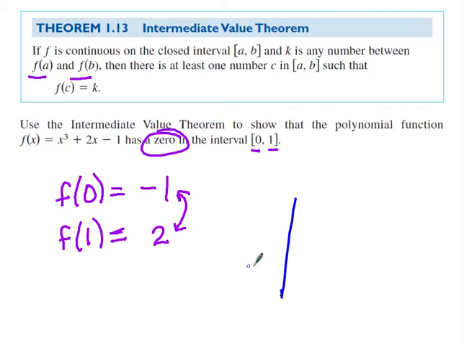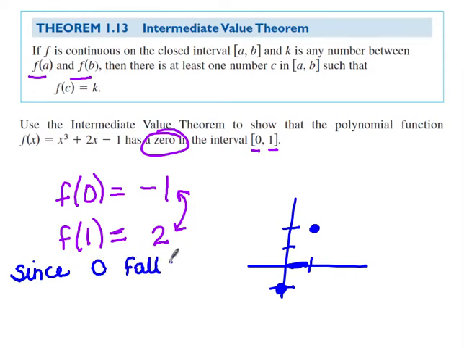If you plot those points, here we go, right here: f of 0 is negative 1, and f of 1 equals 2. There's no way you can connect those dots between 0 and 1 without crossing the x-axis. So all we have to do is state that, and so you're going to have to write something here. I know you love writing things. 0 falls between negative 1 and 2.